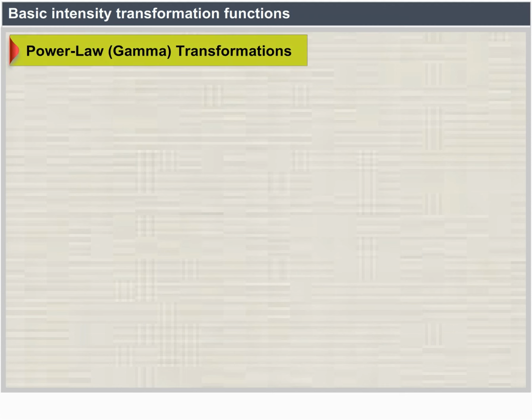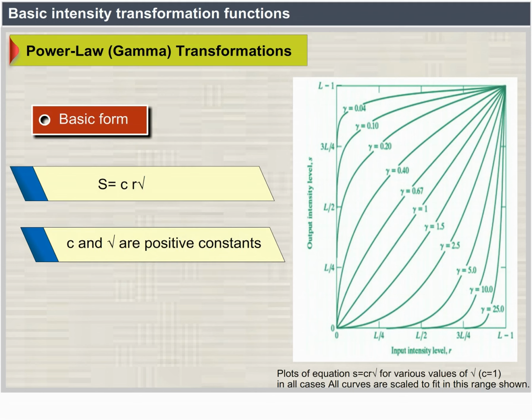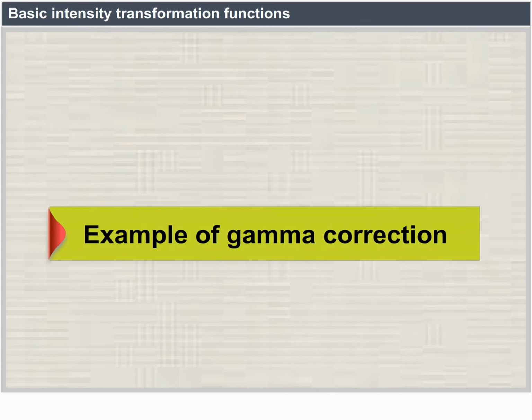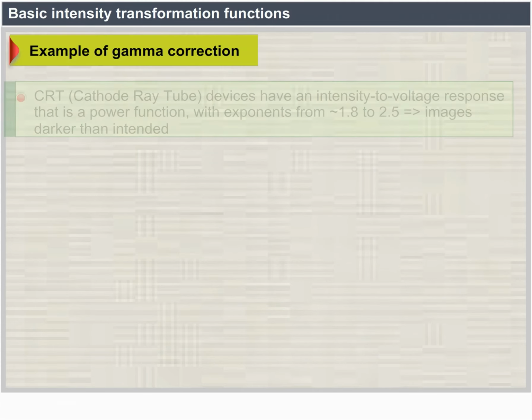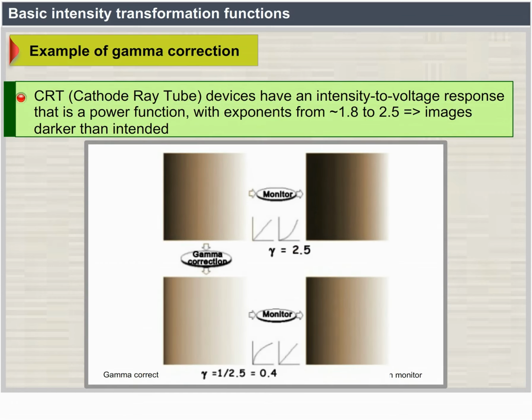Power law, gamma transformations. Basic form: S equals C R^gamma, where C and gamma are positive constants, sometimes written as S equals C (R plus epsilon)^gamma to account for an offset. Examples of gamma correction: CRT, cathode ray tube devices, have an intensity to voltage response that is a power function with exponents from about 1.8 to 2.5, making images darker than intended.